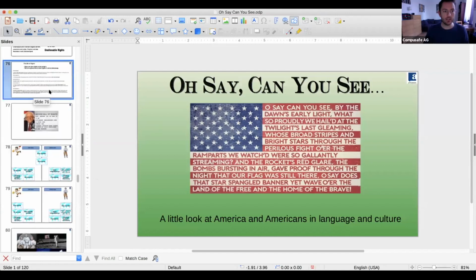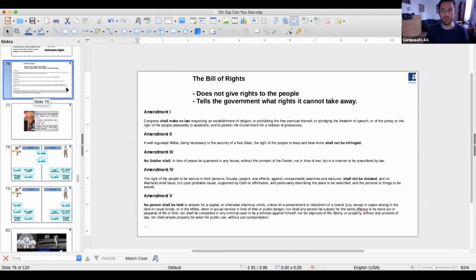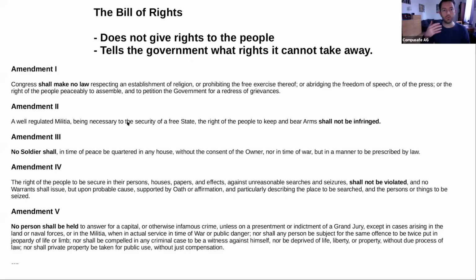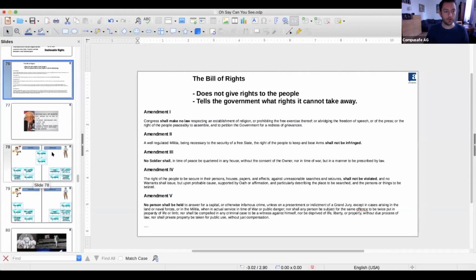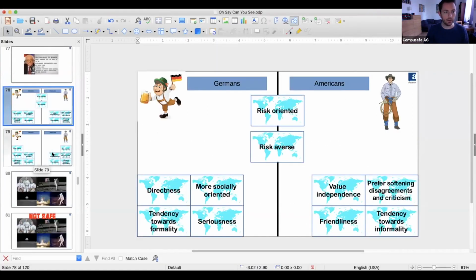So anyway, so that's an important part of, for most Americans, this idea that the government is there to serve the people and not the people to serve the government. So we'll skip ahead a little bit here.